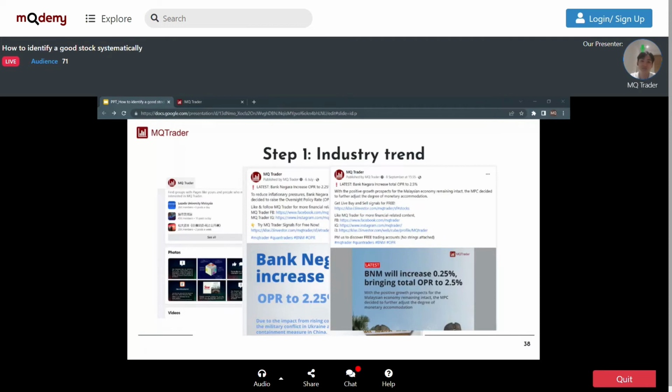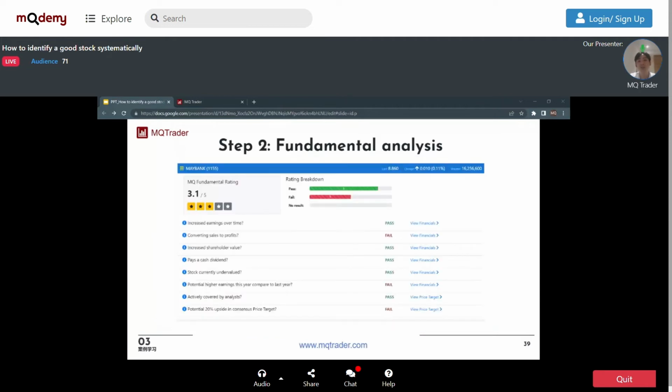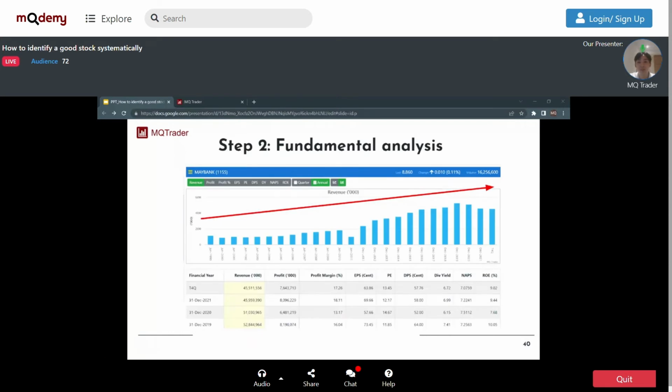Now, step 2, let's look at the fundamental analysis. Maybank's MQ fundamental rating is 3.1, which meets our requirement of 2.5 and above. So in fact, the overall fundamental of Maybank is good. But remember, the fundamental rating is only general data. We will still need to click into the data to see if there's an uptrend in their growth. After we click in, we can see that Maybank's revenue is growing steadily in an uptrend momentum, which is good.